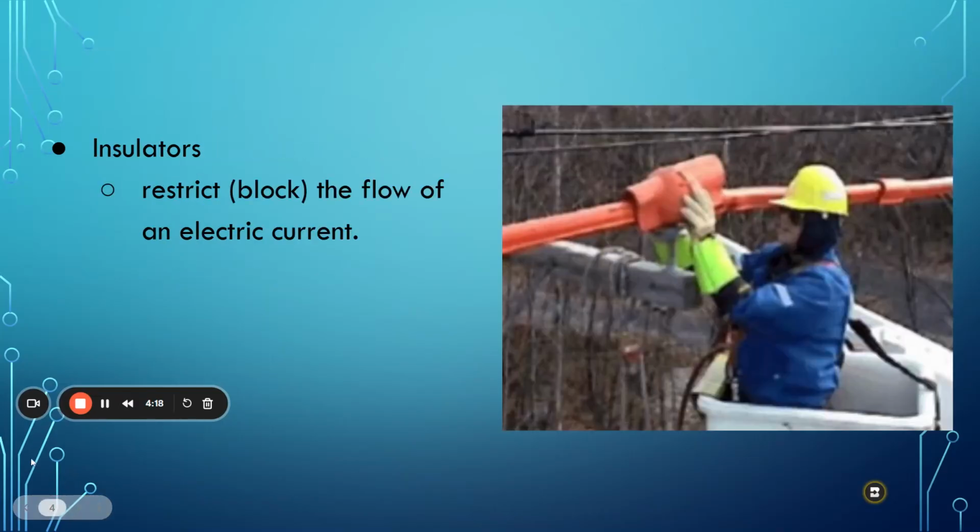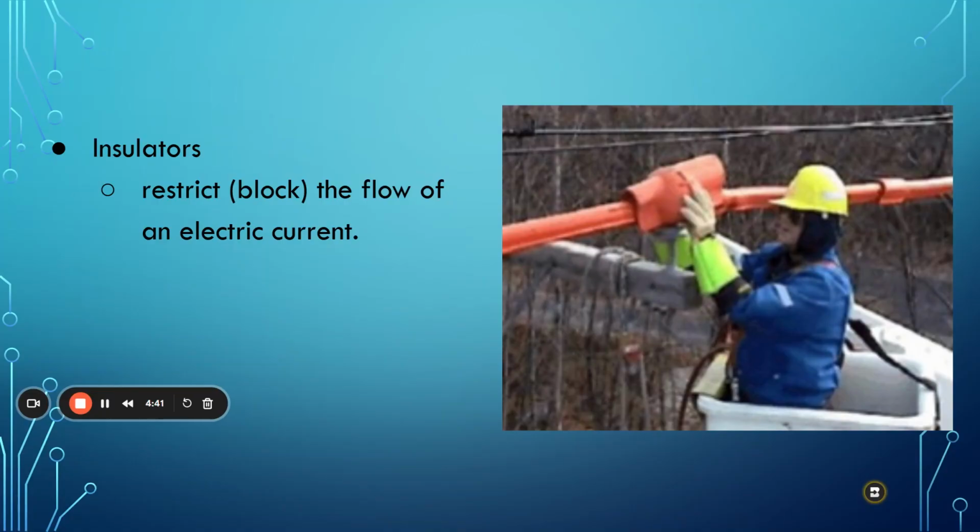Now, insulators do the opposite. Insulators will restrict or block the flow of an electrical current. If you put some kind of object into an electrical circuit, a pathway where electricity is, and the electricity stops flowing, then that's an insulator. The object would be an insulator.